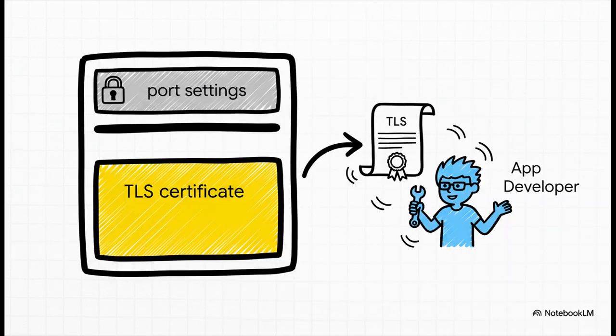But inside that exact same configuration, you have the TLS certificate reference. Now, this part is almost always managed by the application team. They own the domain name, they're responsible for rotating the cert, and they need control over it to deploy their service. So here's the crucial point. You have two different owners with two different responsibilities, all jammed into one single resource.